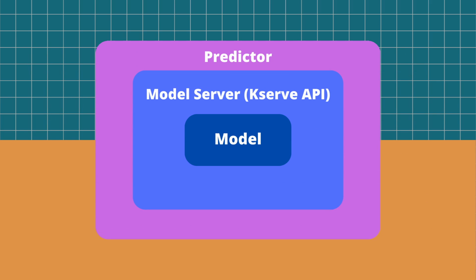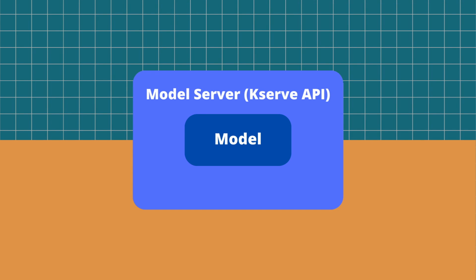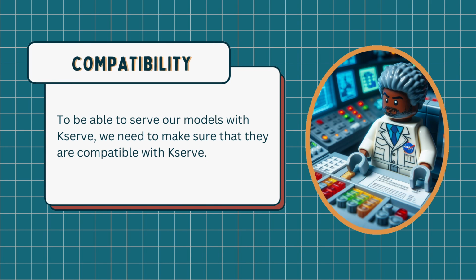For inference, Kserve uses a predictor. A predictor is basically a model wrapped around by the model server. This API is what allows us to communicate with the model and receive responses. The model server is actually based on FastAPI, which gives us support for the OpenAPI spec and Swagger docs.